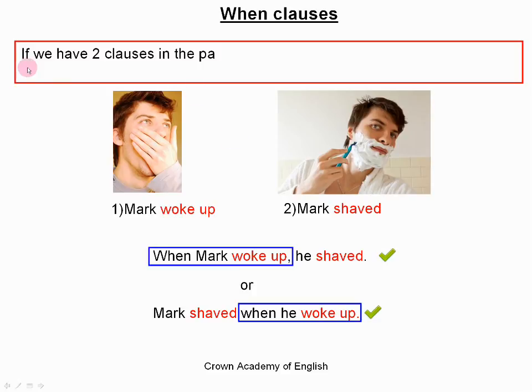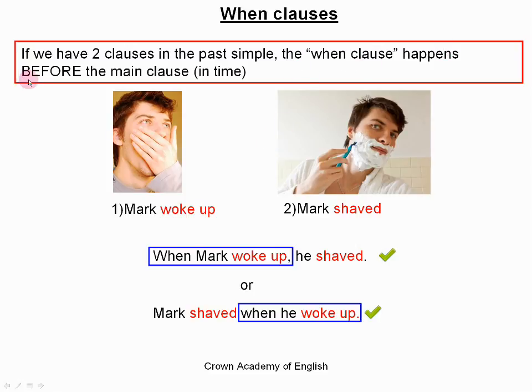So the rule is, if we have 2 clauses in the past simple, the when clause happens before the main clause in time. And the order of the clauses, when we write them, is not important. Okay?